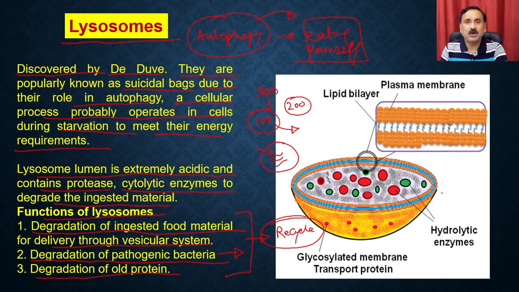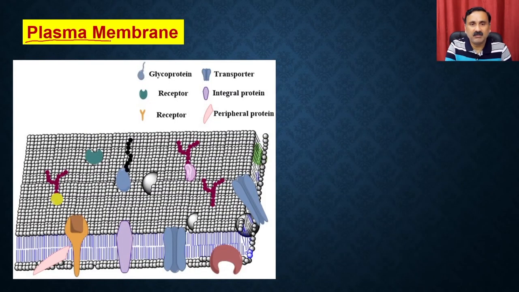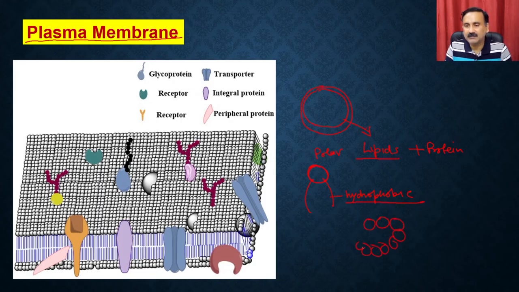Now let's move on to the next organelle, which is called the plasma membrane. The plasma membrane is nothing but the external membrane, and it is made up of two molecules: lipids and proteins. The lipid has a head, and it also has aliphatic, hydrophobic chains. The head molecules are polar and the chains are hydrophobic, and because of this amphipathic character, all the heads arrange themselves together, and the chains are arranged inside.